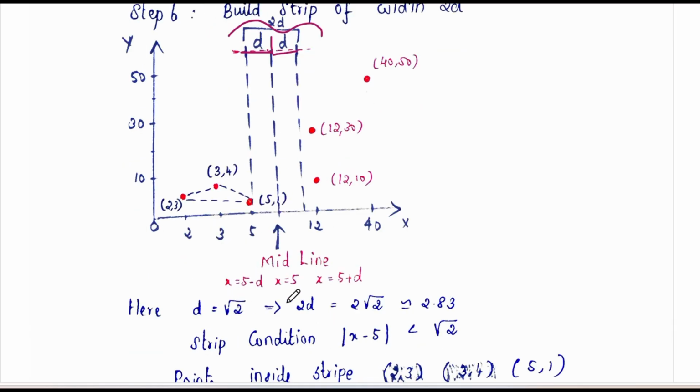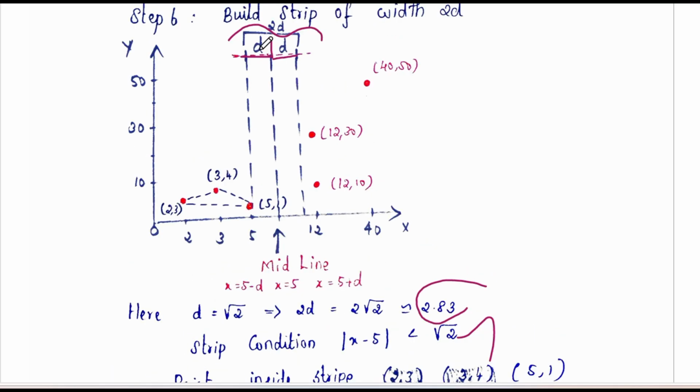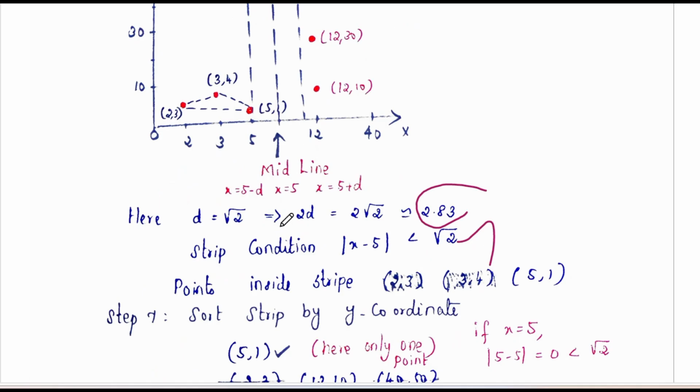Then calculate the value. So x equals 5 minus d, because the point 5 lies on this line. Here d equals root 2, so 2d means 2 root 2, the approximate value is 2.83. The stripe condition is x minus 5 less than root 2. So this is the condition. The point 5 lies in the stripe. So x minus 5 less than root 2, the minimum distance. This is the stripe condition here. Then inside the stripe only one point is there, say 1 comma 5.